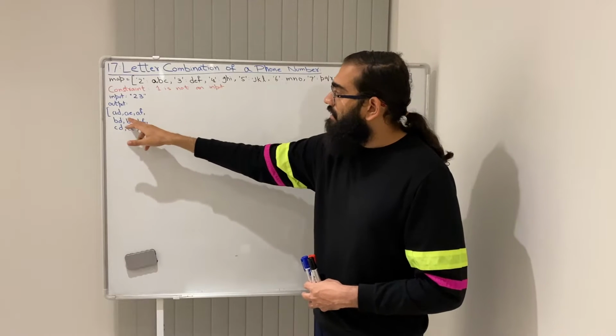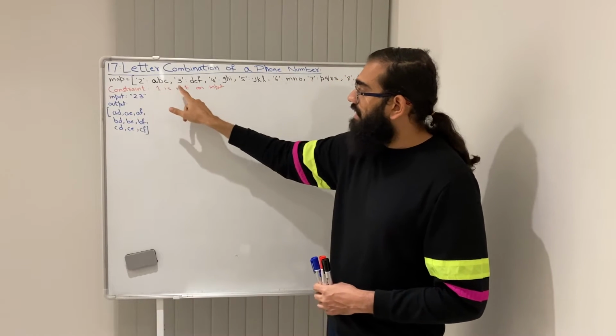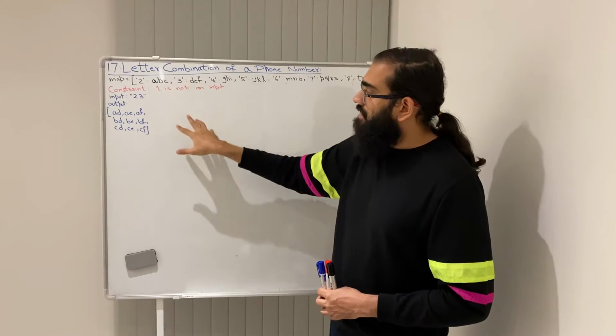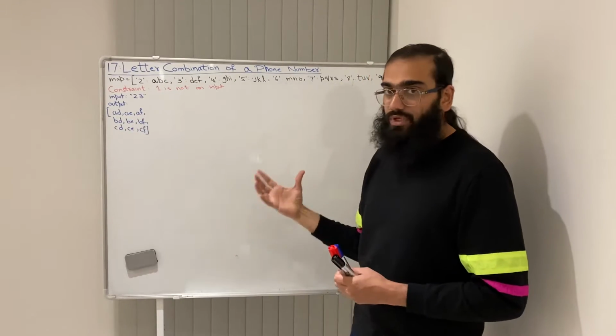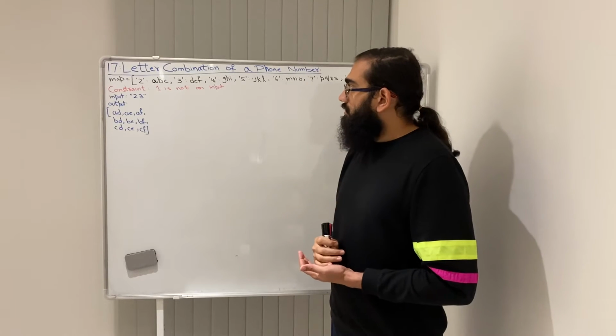So A, D, A, E, A, F. So basically A, B, C and D, E, F. We need to map these and figure out all the combinations against this. So that is the question. How to solve this question?